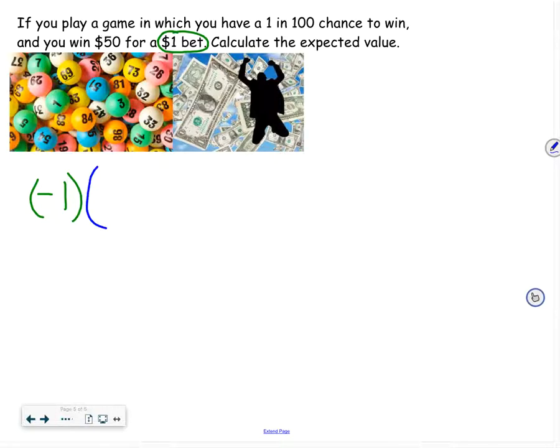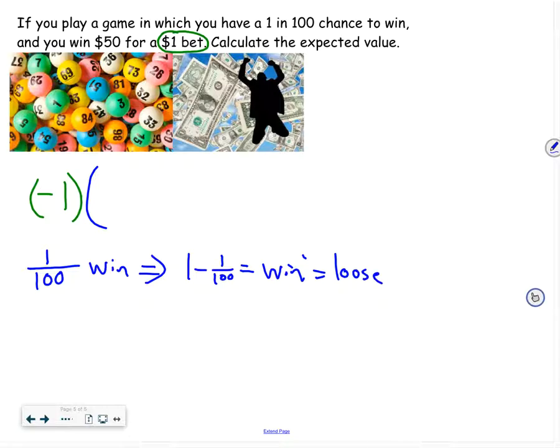The probability of you losing, remember the complement. So if it's 1 in 100 to win, the complement is 1 minus 1 out of 100, which is not winning, or we just say we lose. Well, 1 minus 1 out of 100 is 99 out of 100. So we have a 99 out of 100 chance of just losing that dollar.